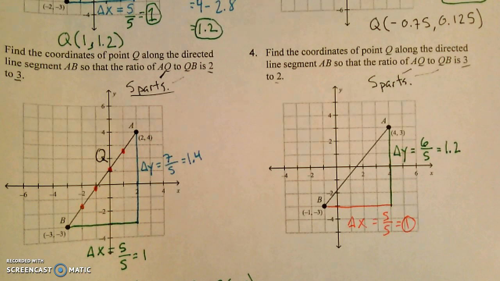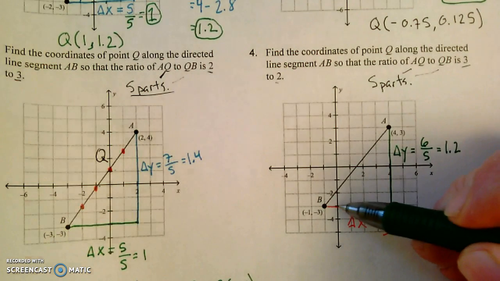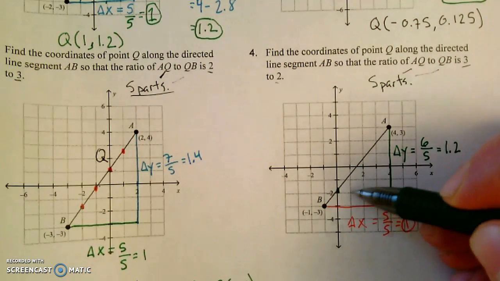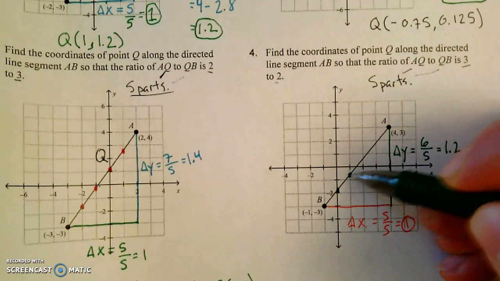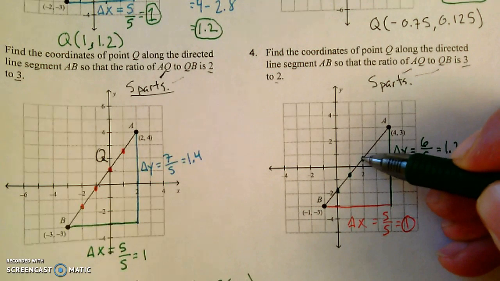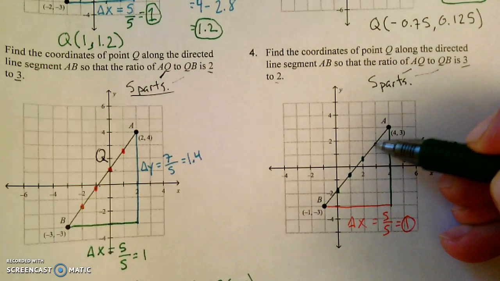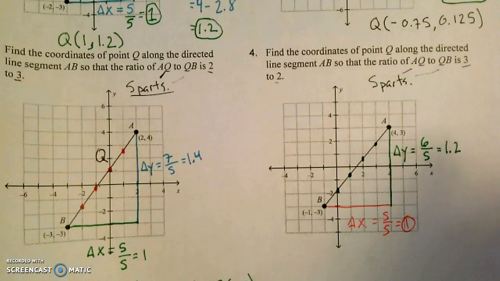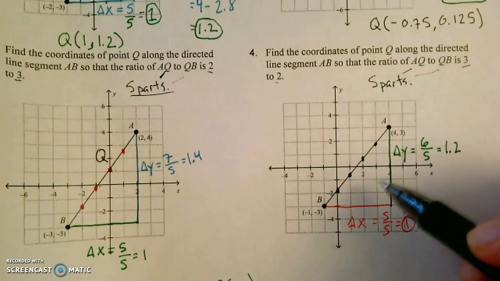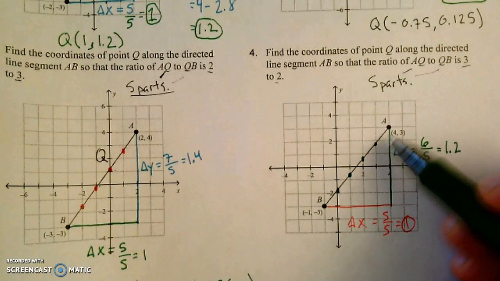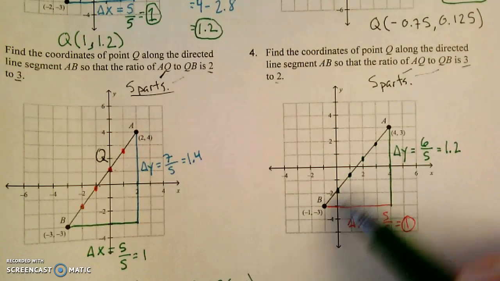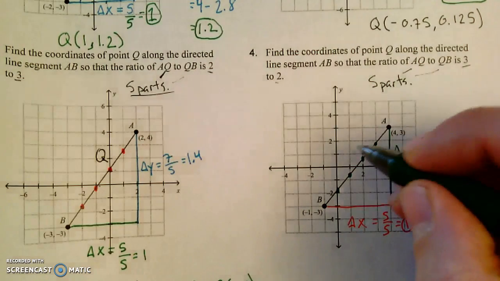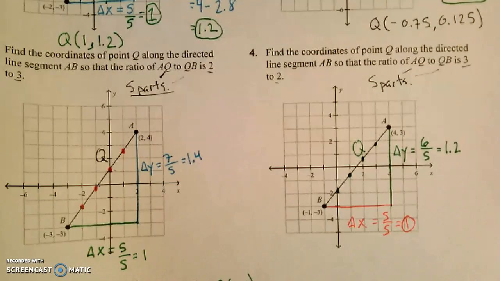Okay, so let's check here. Going over 1, up 1.2, over 1, up 1.2, over 1, up 1.2, over 1, up 1.2, over 1, up 1.2. So there are 5 portions, or 5 pieces, or 5 parts. And we have to place point Q so that 2 of them are between Q and A, and 3 of them are between Q and B. So that puts point Q right here.